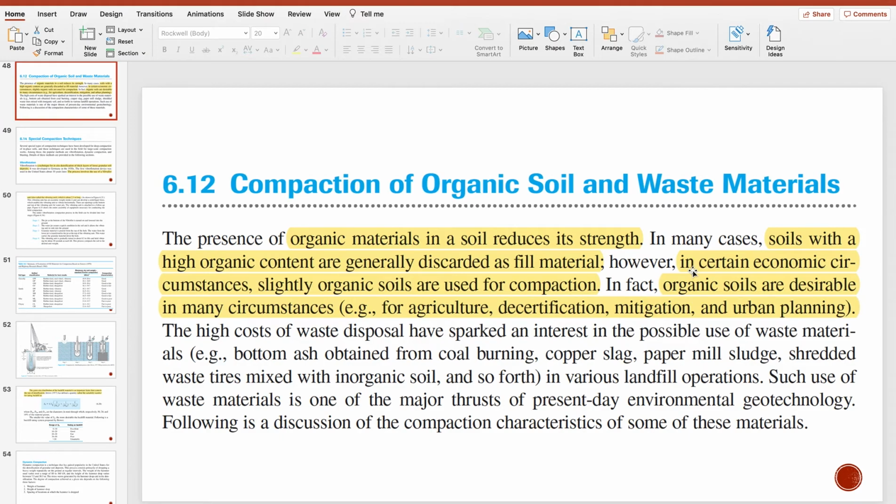So pag nag-decompose yan, mag-iiba yung kanyang physical component. So there might be a possibility na magkaroon ng settlement kasi nag-i-increase yung void kasi nagde-decompose siya. Nag-iba yung kanyang physical property. Nadagdagan yung void, so pag nadagdagan yung void, pwedeng magkaroon ng unwanted settlement. So as much as possible, we try to avoid organic material for backfill for structural.